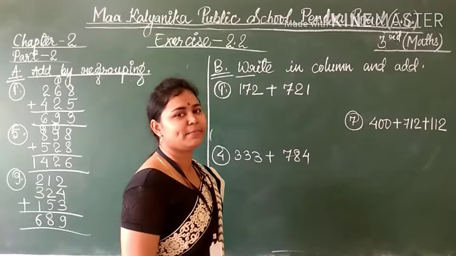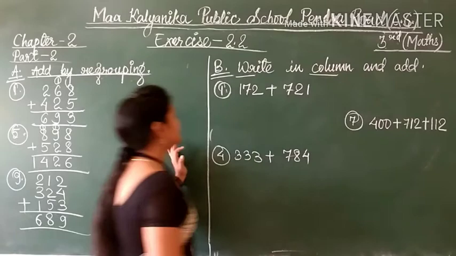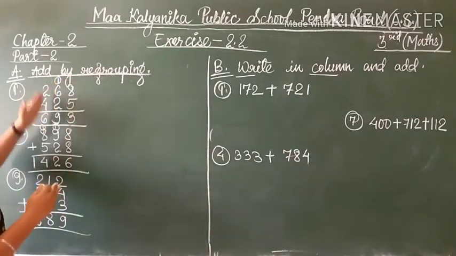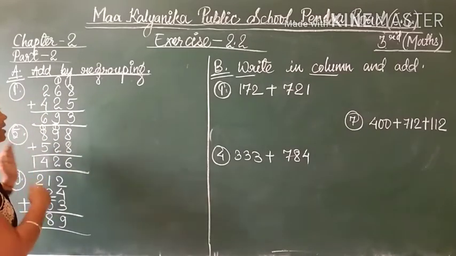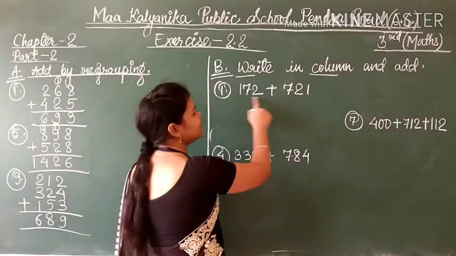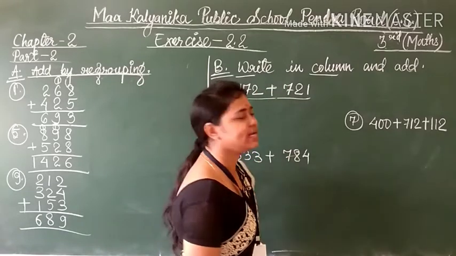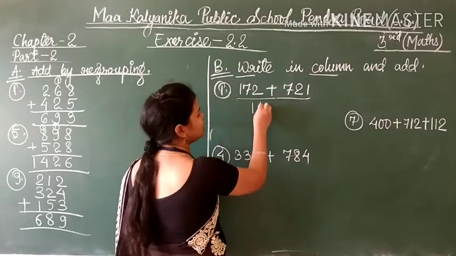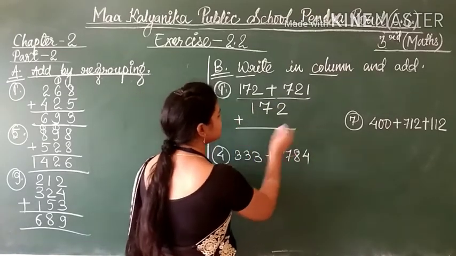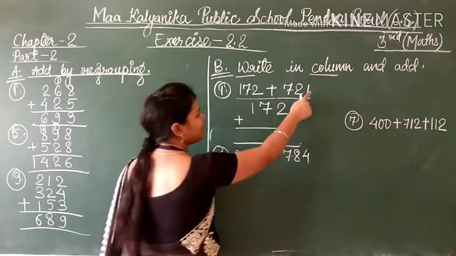Now write in column and add. So students, you have to write in column, and here the questions were already present in column. Arranging place-wise, the given numbers is called arranging in column. Simply it is given in horizontal form, 172 plus 721. So you have to arrange in columns. So 172 you will write separately, plus what? 721.